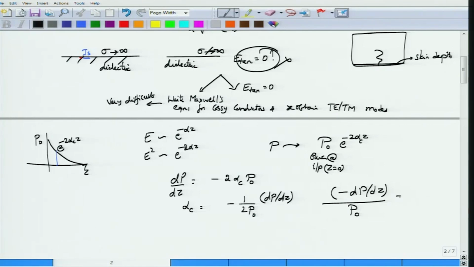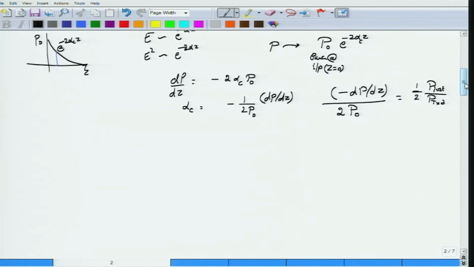Since we have already taken the minus sign into the loss term, there is a 2 here, so it would be equal to half the power lost divided by the power transmitted. We have already calculated the power transmitted for TE and TM cases earlier. That was some AB E max square divided by eta, all those things we have already done. What we need to do is simply calculate the power loss.